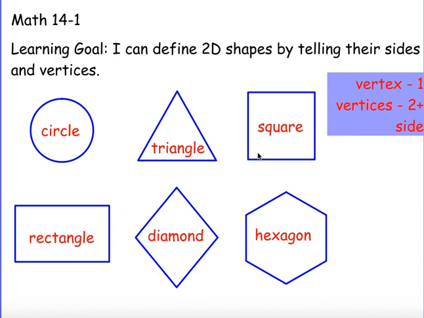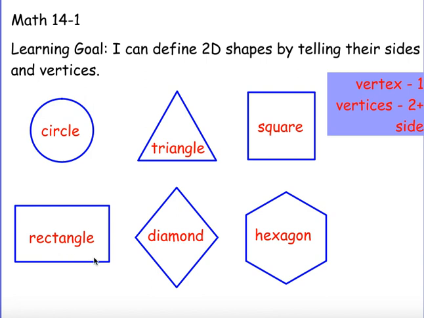Do those shapes look familiar to you? Circle, triangle, square, rectangle, diamond, hexagon. Can you find objects at home that have these shapes? For example, I am sitting right in front of the door right now and I see that the door looks like a big rectangle. It doesn't lie down like this. Its height is more than its width, but I can see that the door looks like a rectangle.